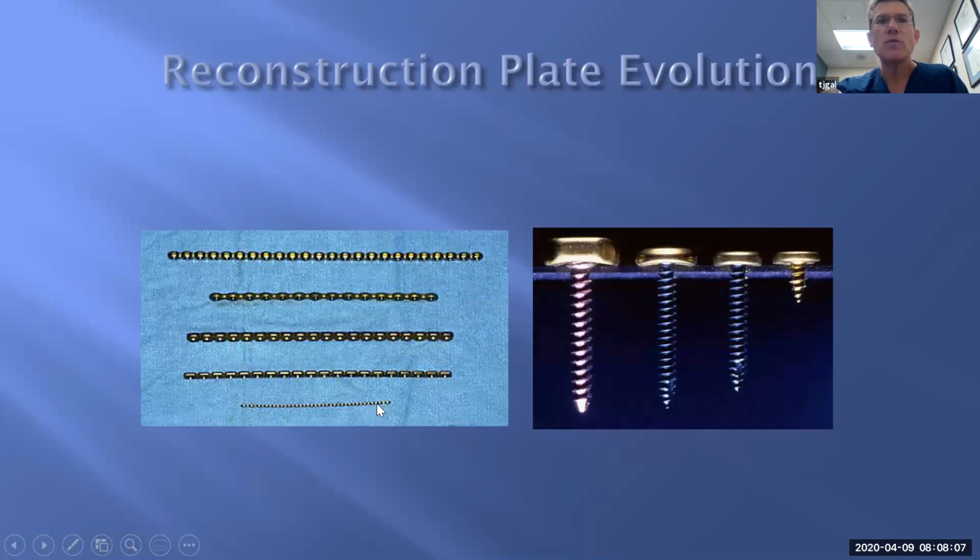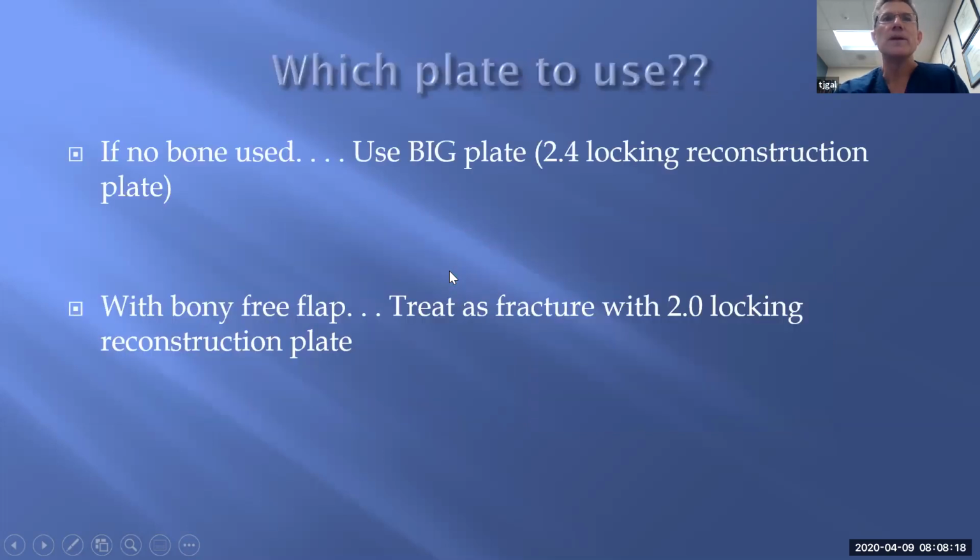They've gotten smaller over time. The smaller the plate, the bigger the bone. If you're not using bone, you need a much bigger plate to bear the load of the mandible. And so again, if no bone is used, you need a big plate. They even have 2.7, even. With a bony free flap, I'll usually use a 2.0 locking reconstruction. I'd rather use a bigger bone and a smaller plate than a bigger plate and no bone.